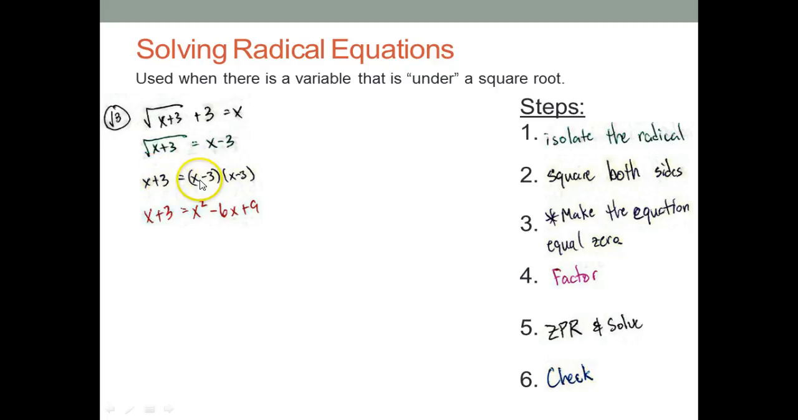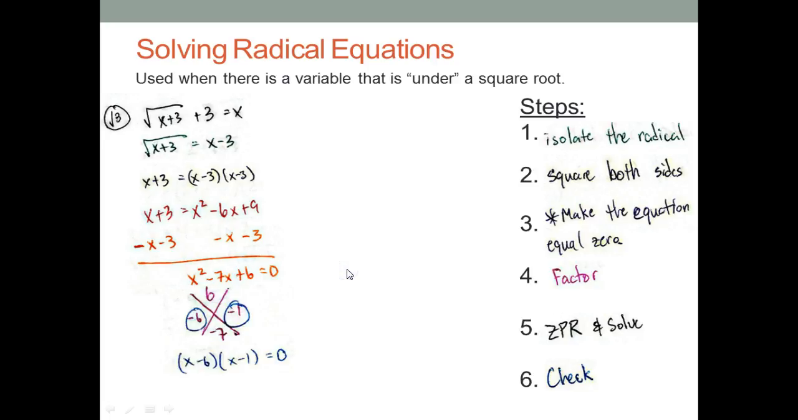And when I square x minus 3, it appears twice because I'm multiplying it times itself. And I FOIL this out, and I have x squared minus 6x plus 9. So the third step is I need to make this equation equal to 0. So I'm going to subtract the x, and I'm going to line it up and subtract with the same term over here. And I'm going to subtract the 3 from the constant term, or c, over here. So I have x squared, because nothing happened to it, and negative 6x minus an x is negative 7x. And 9 minus 3 is positive 6.